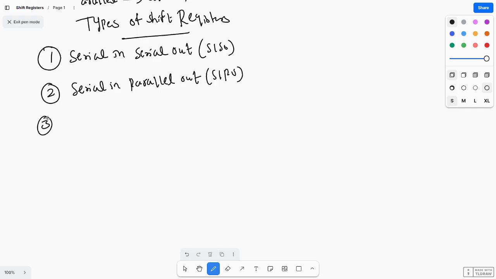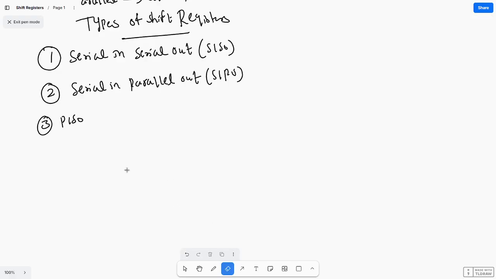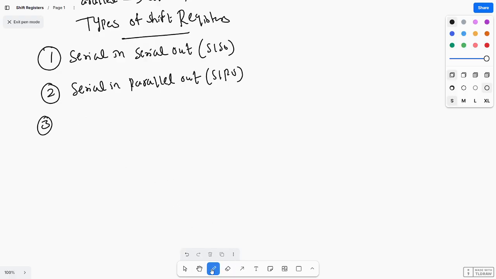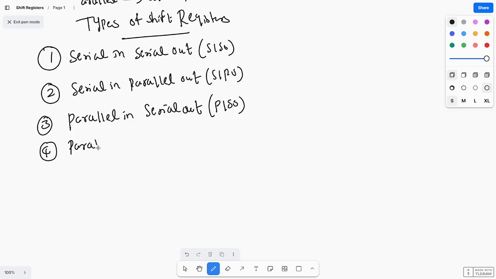And next you have PISO. PISO means parallel in serial out. This is PISO. And next is PIPO, parallel in parallel out.